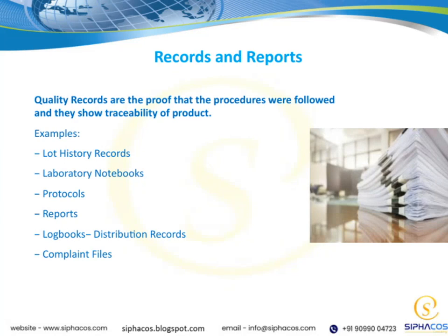Let's take a closer look at quality records. These are essentially the proof that our procedures were followed correctly and that we can trace the history of our product at every stage. They serve as a record of accountability and compliance. Some key examples include lot history records, which document the details of each batch or lot we produce. Laboratory notebooks are another important record, capturing experimental data and testing results. Protocols and reports provide documented methods and outcomes of various procedures and experiments, ensuring consistency and clarity.